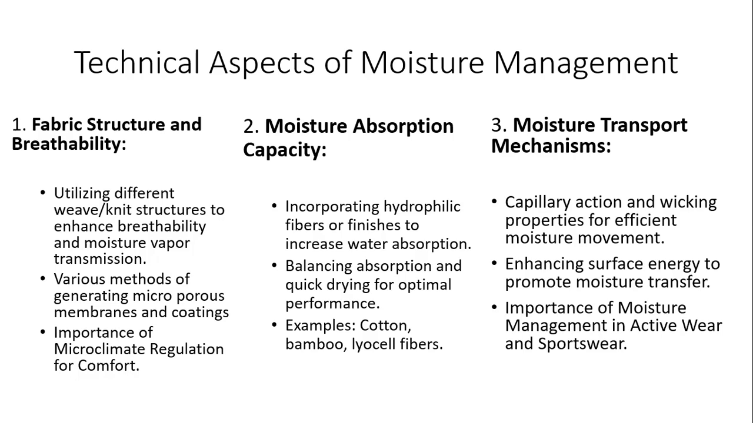So the moisture absorption capacity, in here I'm referring to the absorption, not the adsorption. In this one, you can incorporate hydrophilic fibers or finishes, because we all know polyester doesn't have a very good moisture absorption capacity. That's maybe a reason why people blend cotton and polyester together, because polyester doesn't have the necessary moisture absorption capacity. When it comes to moisture management, absorption of the moisture is very, very important.